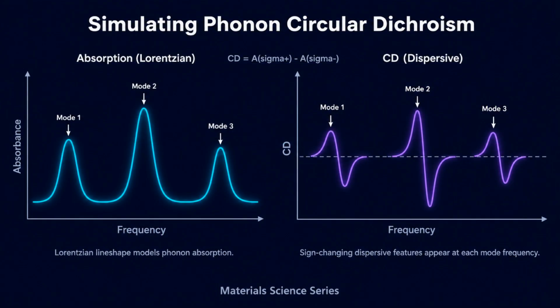We can also simulate phonon circular dichroism spectra. Using Lorentzian line shapes for absorption, we model the CD signal as having dispersive character due to the relationship between absorption and CD. For alpha quartz, we include multiple modes at different frequencies with positive or negative chirality. The total CD spectrum shows sign-changing features at each mode frequency, matching experimental observations.